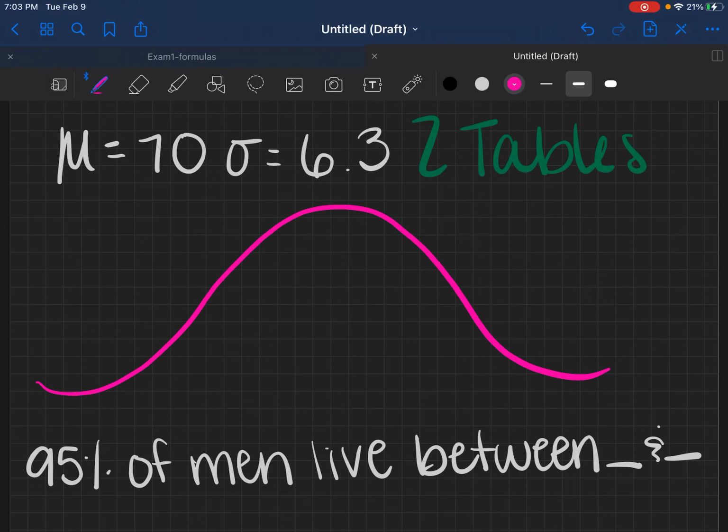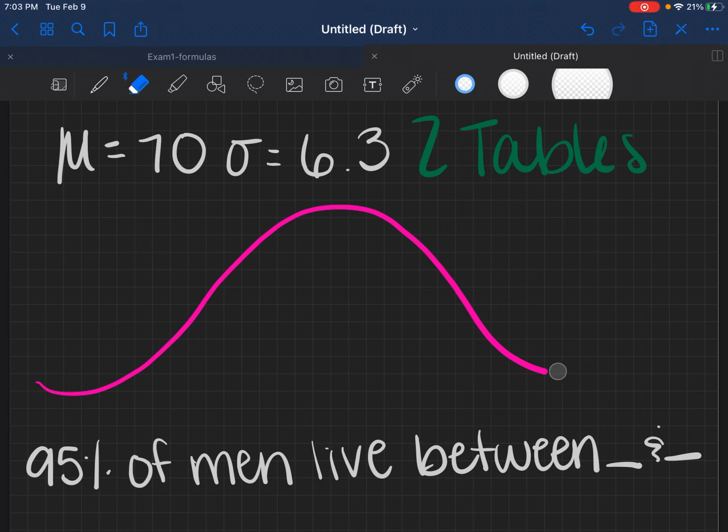Today I'm going to be going over a question that's actually in the homework packet. This is a question from chapter 6 and it's question number 9. Now, this question gives us some information about the lifespan of men in industrialized countries.